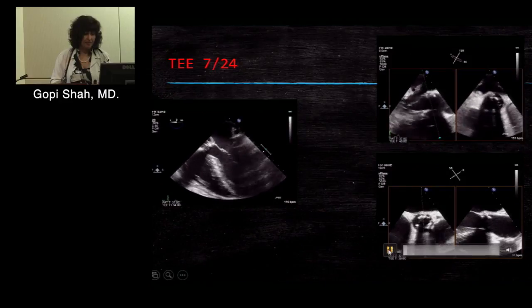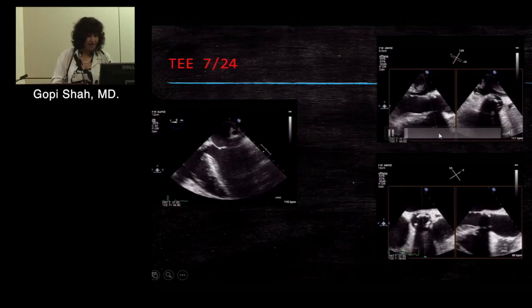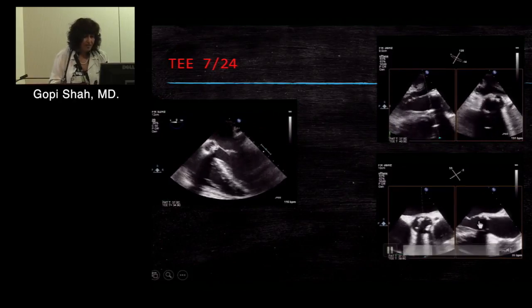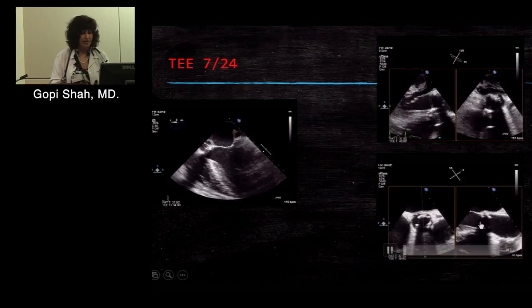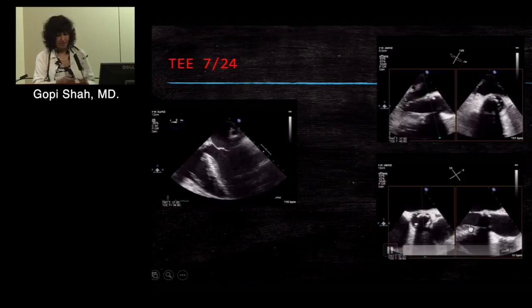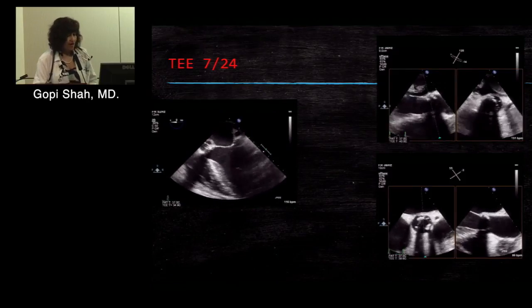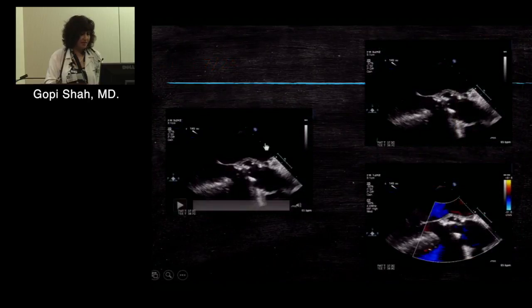And this was the valve that they saw. Unfortunately, this cursor is going through here, but there is this little echo haziness here. Do you guys see it? Now, you wonder when you see something like that, is that a vegetation? Could it be a vegetation? The color Doppler did not show the valve to be unstable.